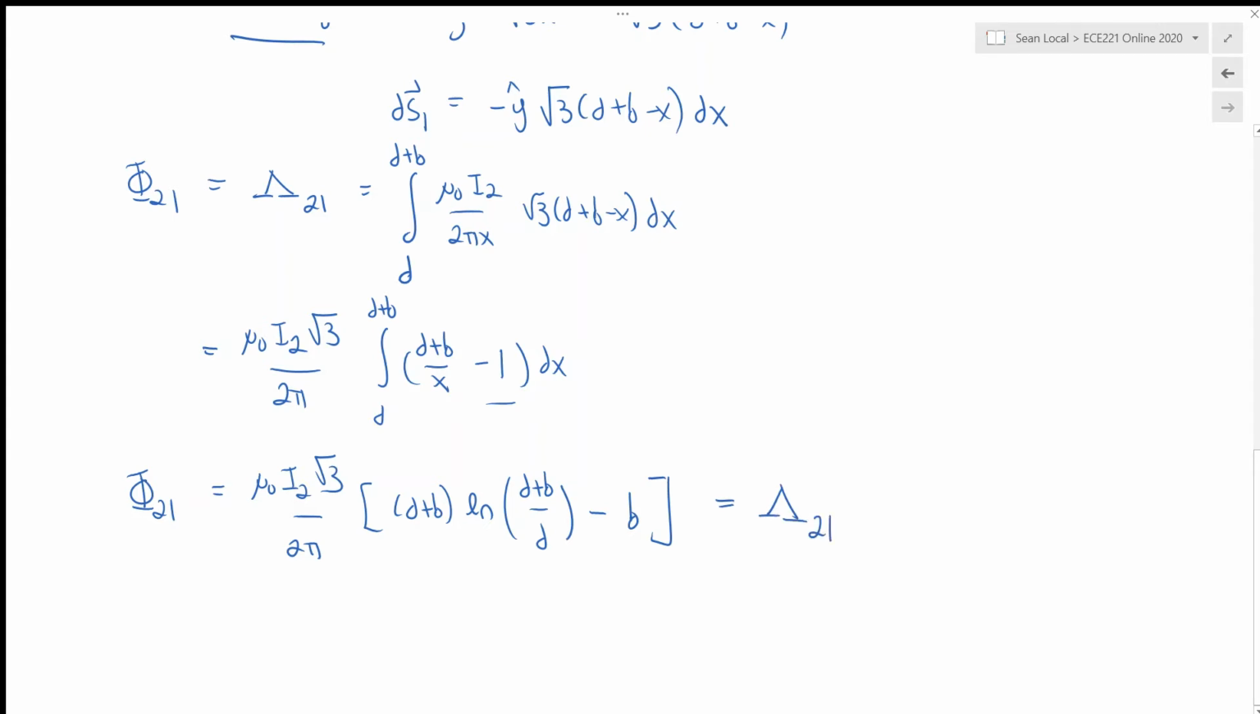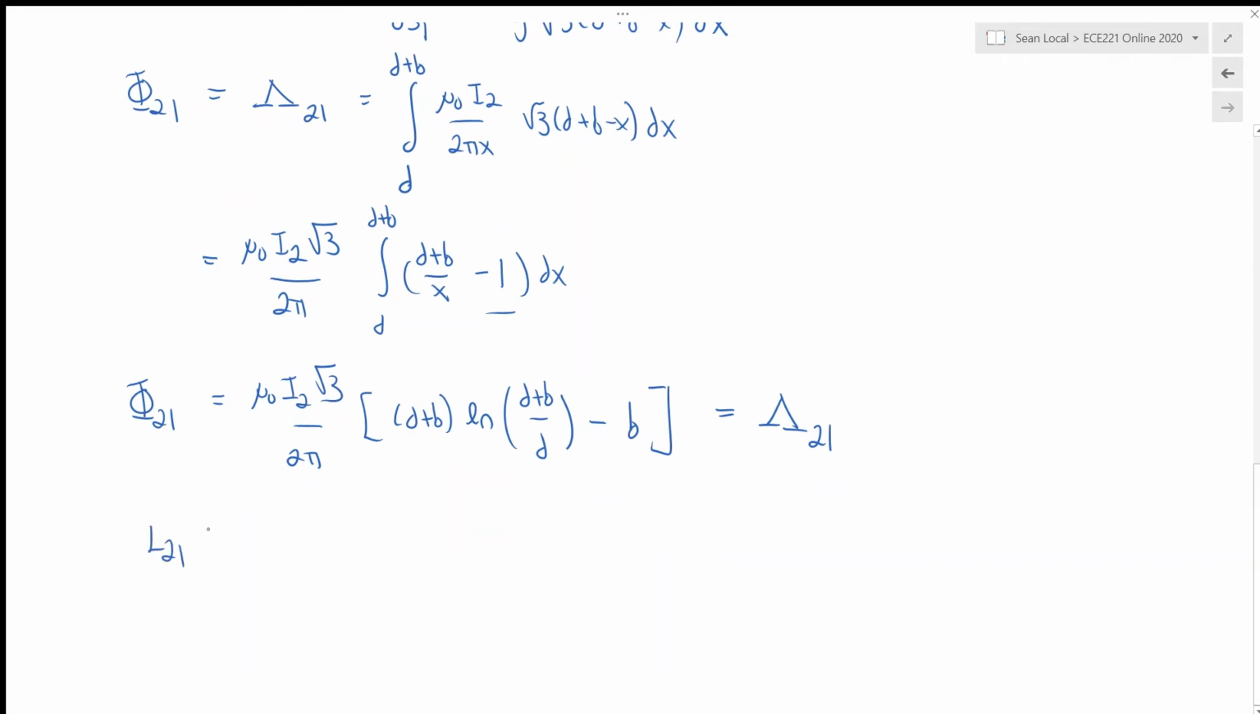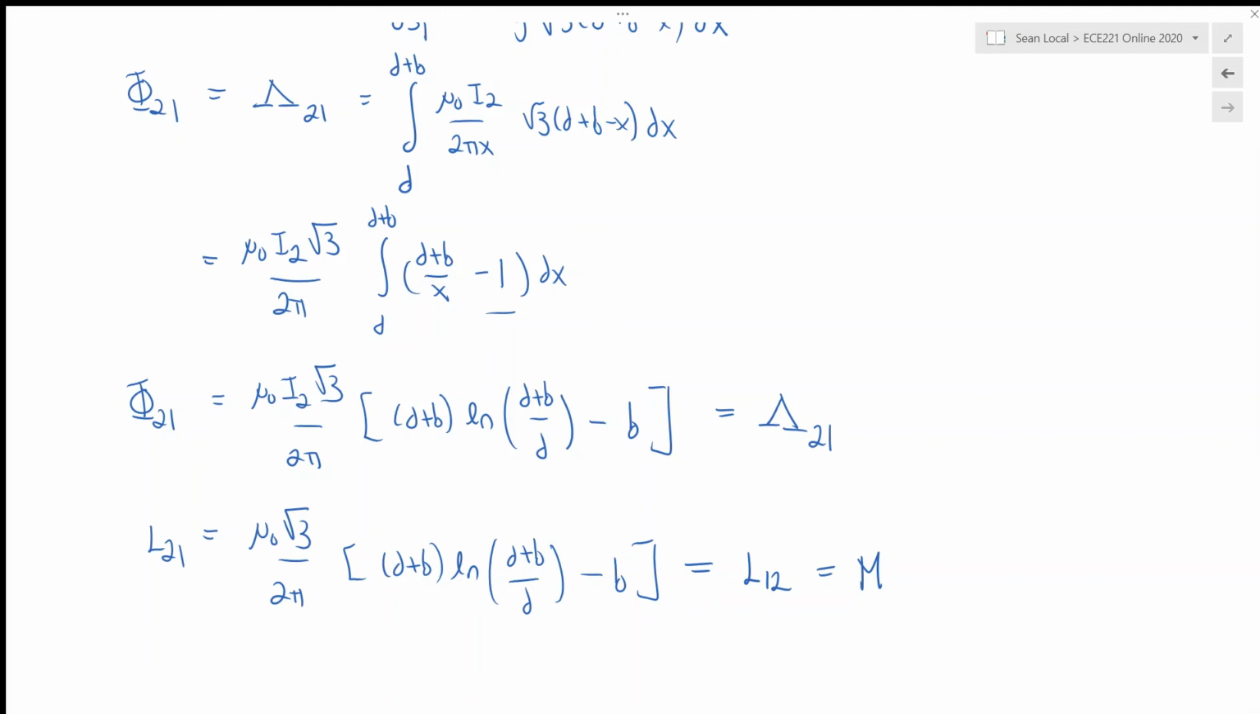devices here. So now we can find L21 by simply dividing out the current I2. So we basically get the same expression here, just minus the I2. And this is the mutual inductance. And again, I want to emphasize that this is the same mutual inductance if we had reversed the roles of the excited device and the observing device. And if you want, we could just call this the mutual inductance M. So this concludes our review of mutual inductance for a multi-inductor system.